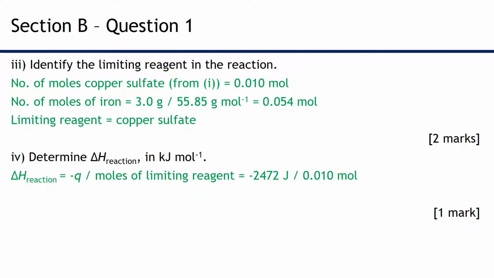So you can do minus 2,472 joules divided by 0.010 moles of your limiting reagent, the copper, and delta H of reaction will be minus 247 kilojoules per mole, once you have factored in a joules to kilojoules conversion here.